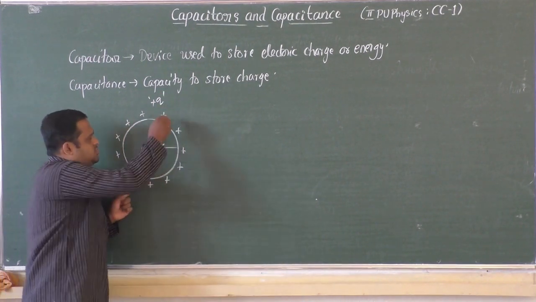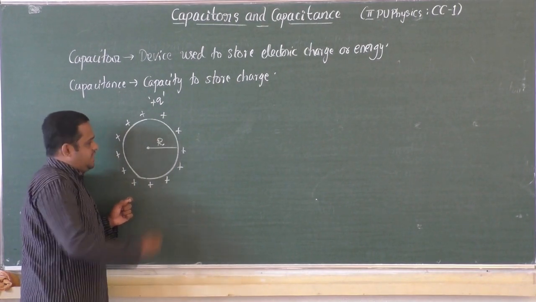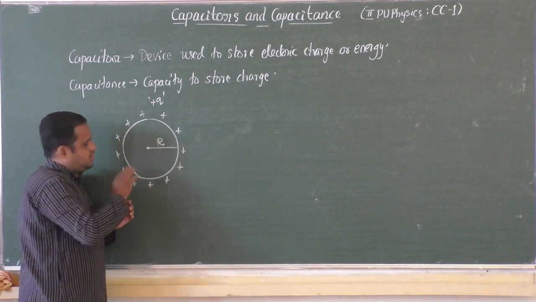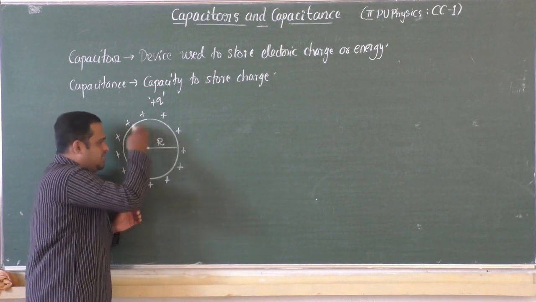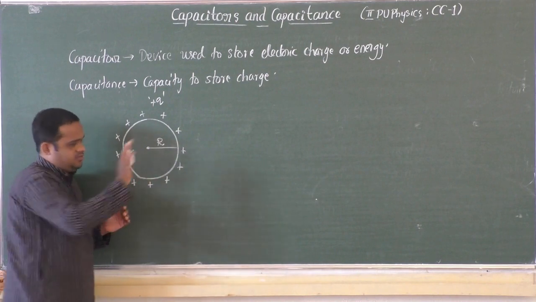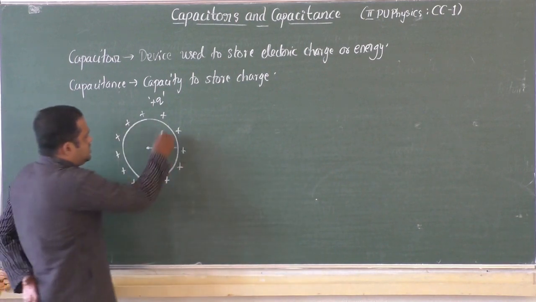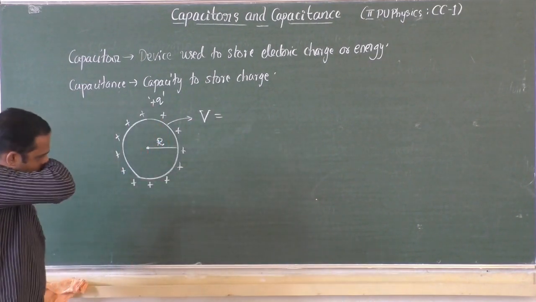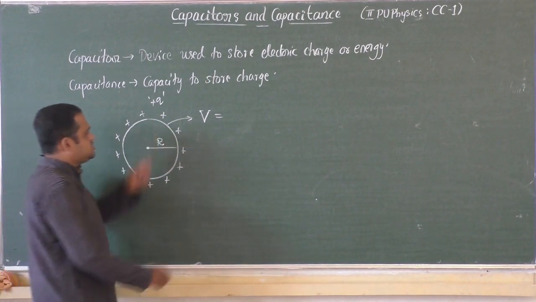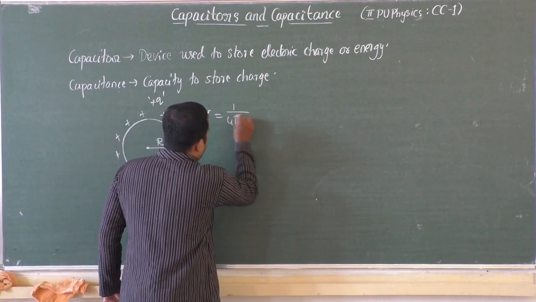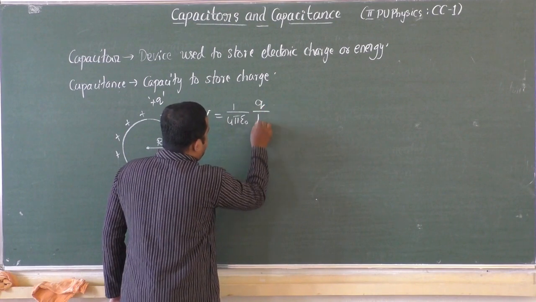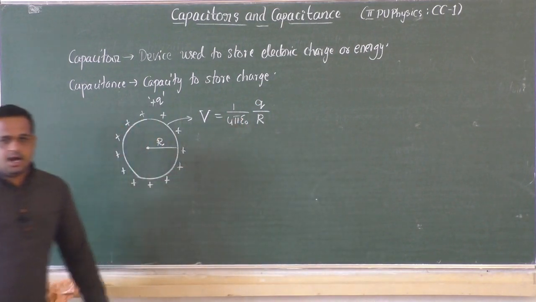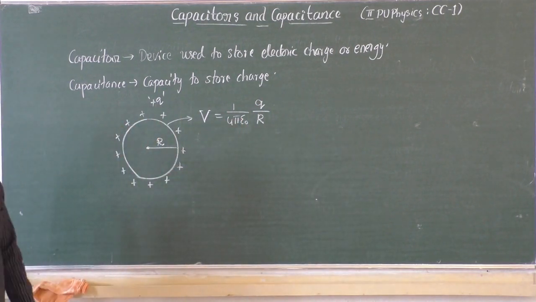In case of this positively charged spherical conductor, electric field is directed outward and it is normal to the surface at each point. We have studied all these things in previous videos. Inside the conductor, electric field is 0. Now, on the surface of this conductor, potential due to charge stored in the spherical conductor is given by 1 by 4 pi epsilon naught, magnitude of charge divided by distance from the center to the surface, which is equal to Q divided by R.